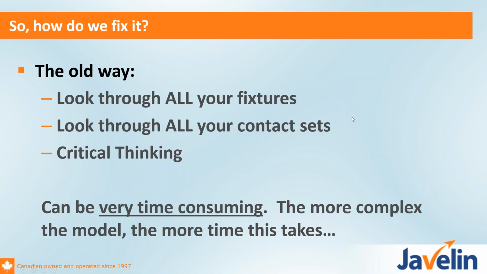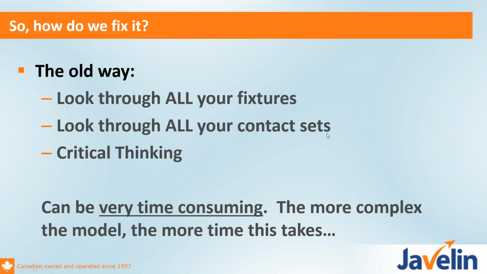The old way was looking through all of my fixtures, looking through all of my contact and then doing some critical thinking, going, what could move? How could it move? Am I sure it's correct? There's also some tricks you can use with inertial relief in there to try and show what's not bonded, but this is a very time-consuming process. It's never fast, and again, it depends on the complexity of the model. If you've got 4 parts, it's going to be pretty quick. If you have 60 parts and 60 contact sets, well, it's going to be much, much, much longer.